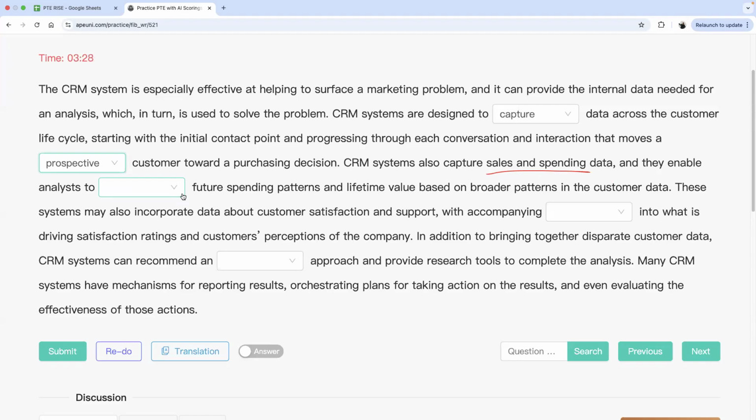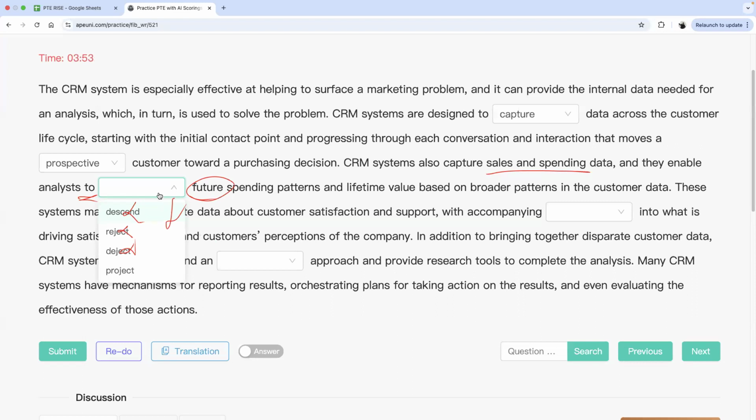Then CRM systems also capture sales and spending data, and they enable analysts to dash future spending patterns. What do we do with future? Very basic: you predict. You can't do anything except that. So there is a word which means predict. What's that? It's definitely not reject and deject, right? Descend also means go down.